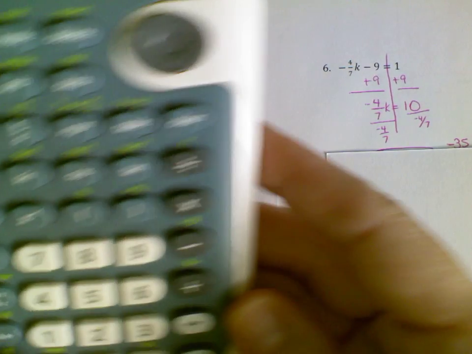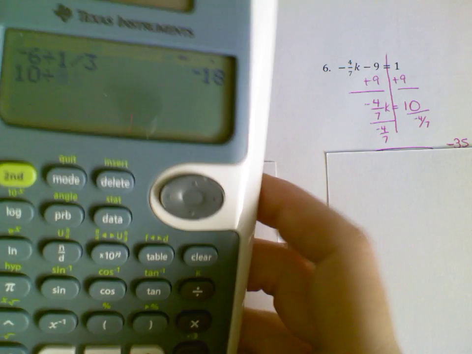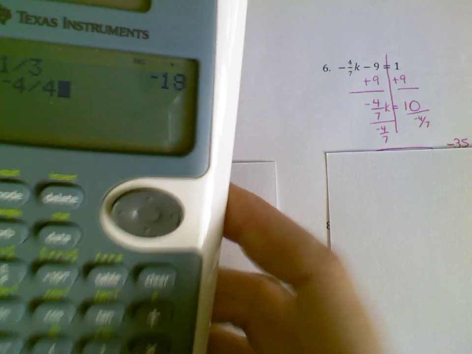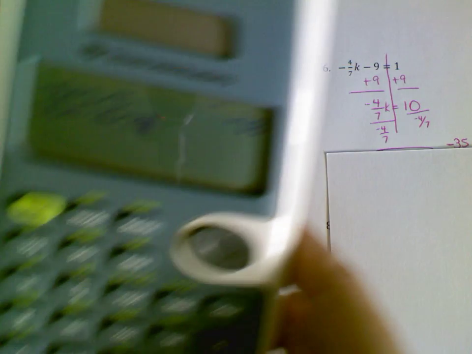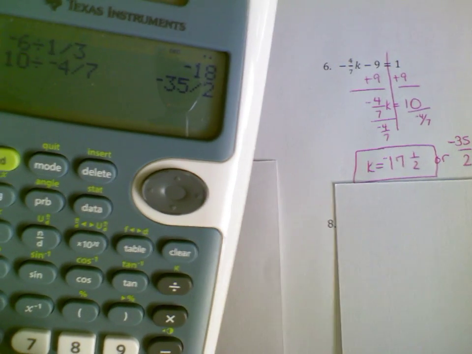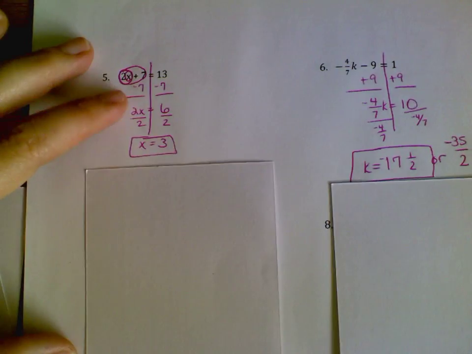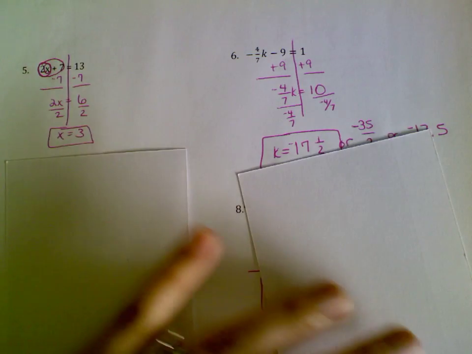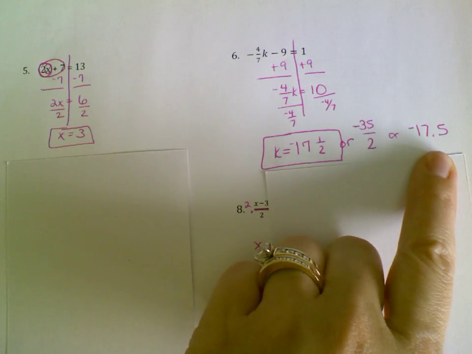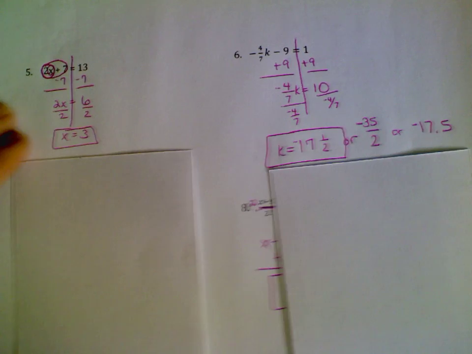So on my calculator, I would just type in 10 divided by negative 4/7. So again, you want to use that fraction button for your 4/7. And then you should be getting an answer. Mine came up as negative 35/2, which is fine. You could also come up with a mixed number, or it might be given to you as a decimal, which would be negative 17.5. All of those would be acceptable because they are exact answers.